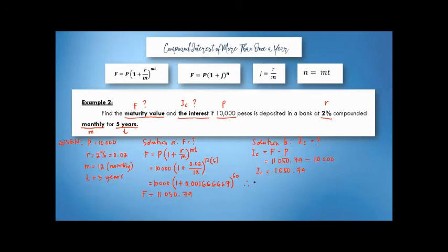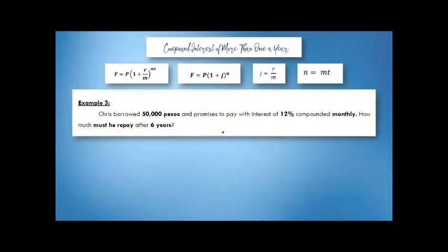Therefore, the maturity value is 11,050.79 and the interest is 1,050.79 after 5 years. Let's have example number 3 for this topic.